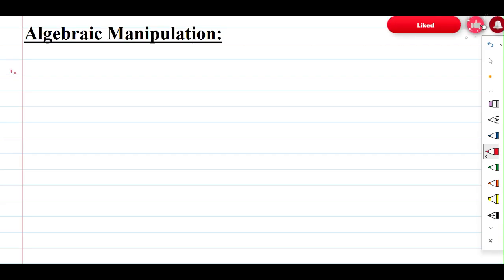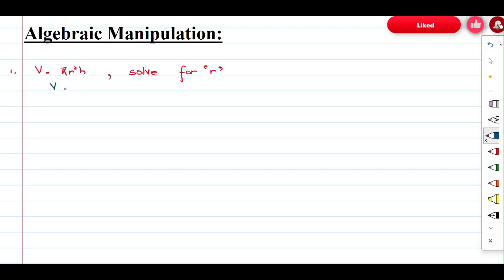Let's suppose the first example: if I have the equation v is equal to pi r square h. Now you can see the variable v is in terms of r and h. The question is to solve for r. Solving for r means r should now be in terms of v and h. This is how algebraic manipulation works. Now we have to solve for r. So how do we solve for r?